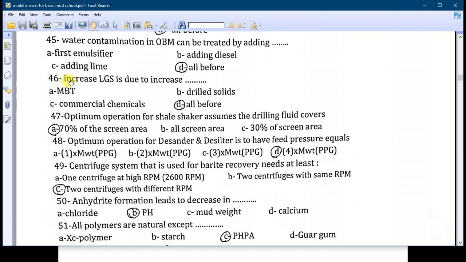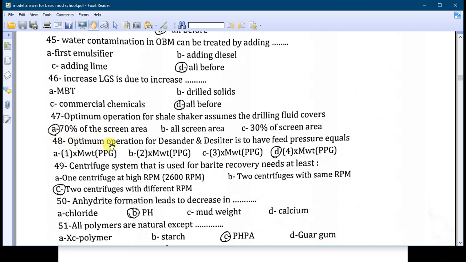Number 46, increasing of the low gravity solids is due to the increase in MBT, yes, commercial chemicals, yes, drilled solids, yes, so all of the before. Number 47, the optimum operation for the shale shaker assumes the drilling fluid to cover 70% of the screening area. All the screening area is not the right answer. C is also wrong. So A is the right answer.